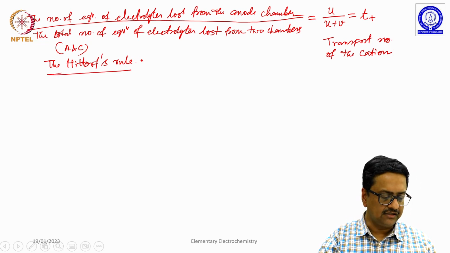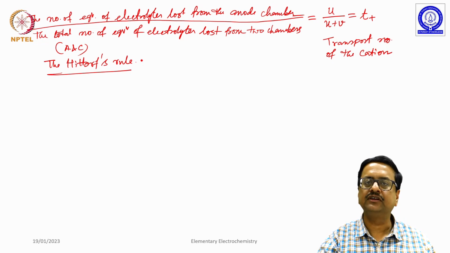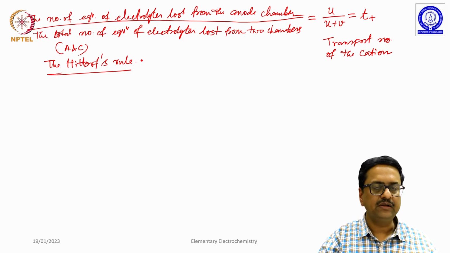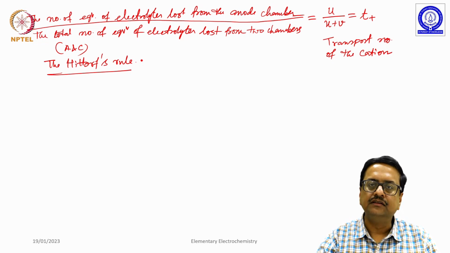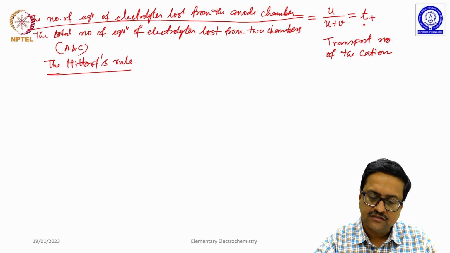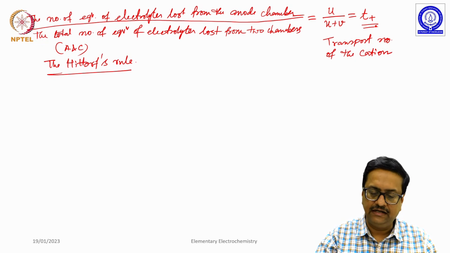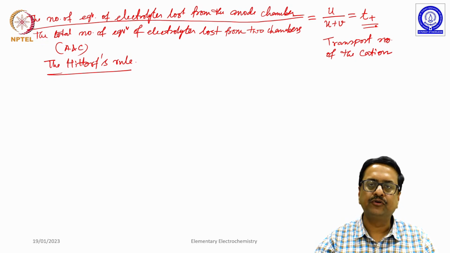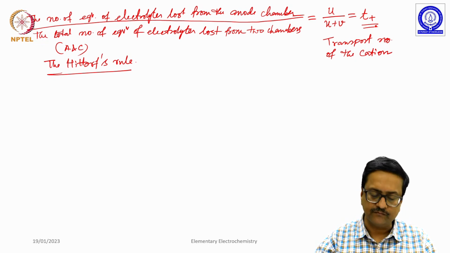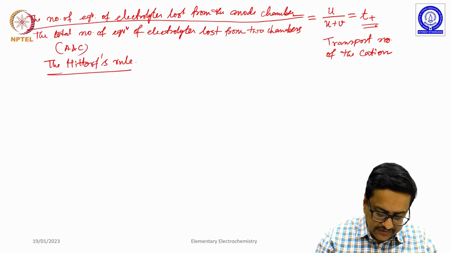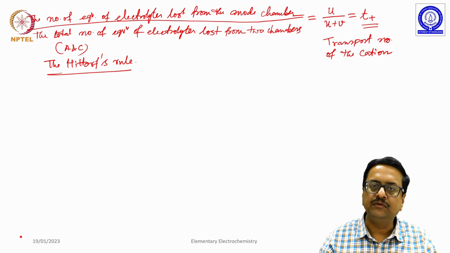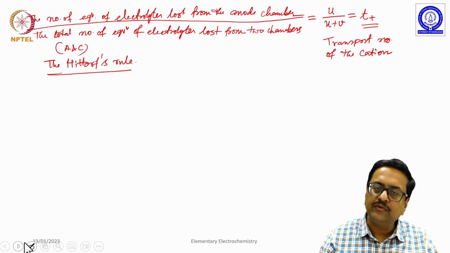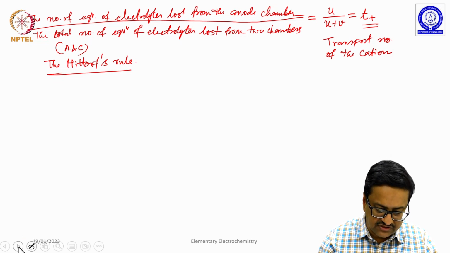Using this Hittorf's rule and the subsequent experimental method, one can easily determine the transport numbers of various cations and anions by taking appropriate care. So, in the next slide I am going to describe one of the methods of determination of transport number using Hittorf's tube.